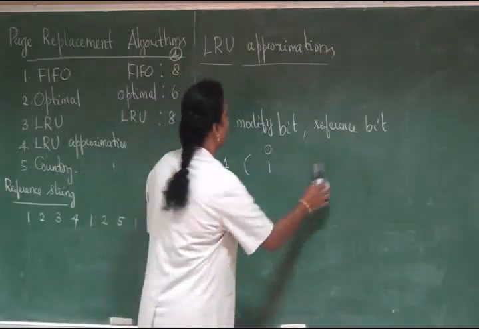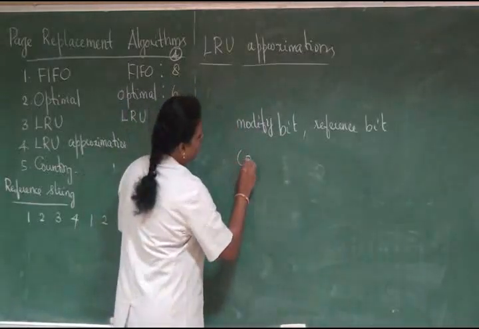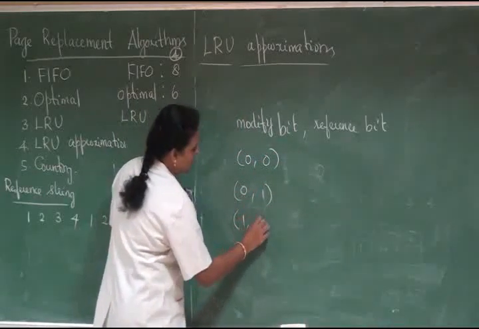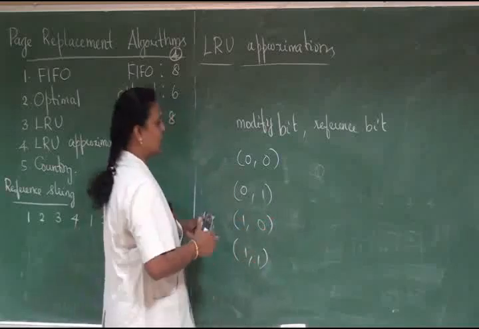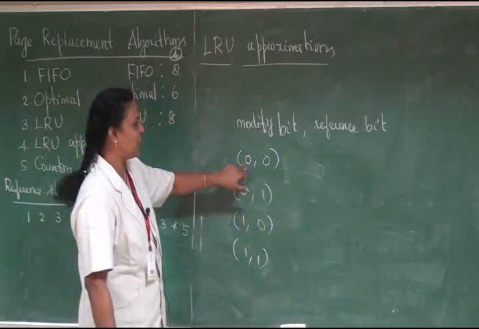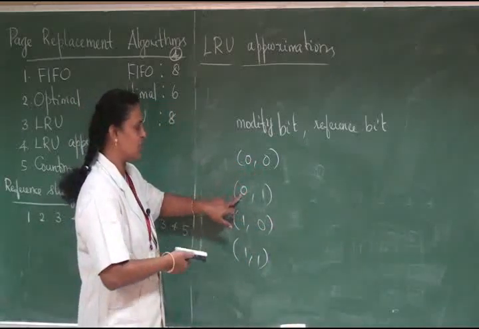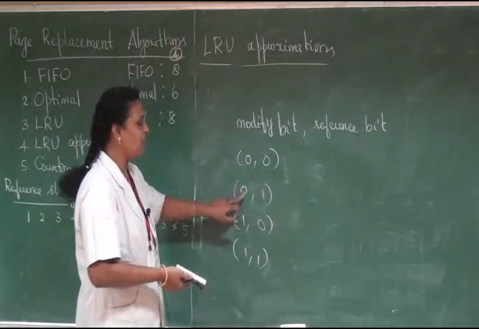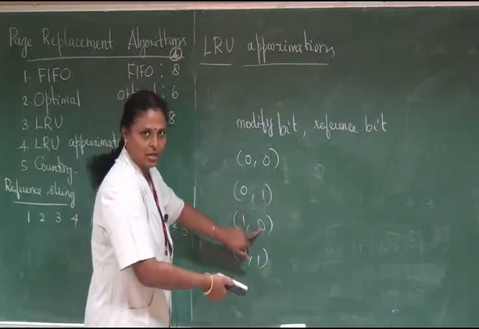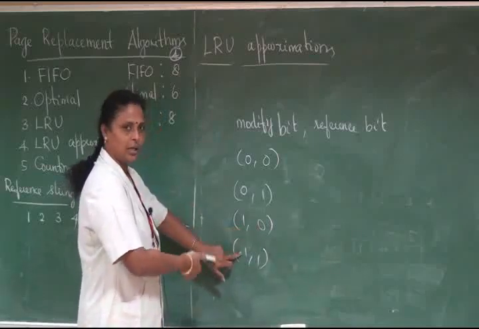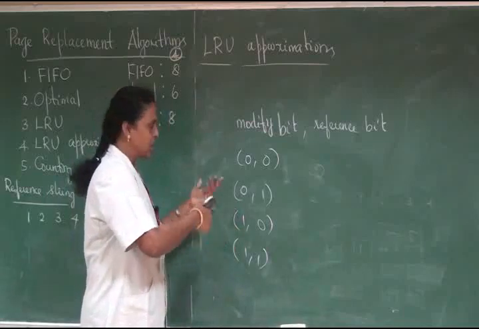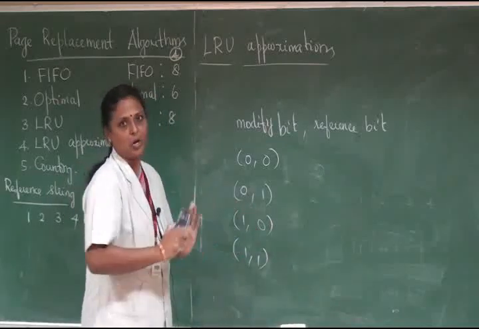So it can generate four combinations: 0,0, then 0,1, then 1,0, then 1,1. That means in the first case, the page is neither modified nor referred. Then, the page is not modified but it is referred recently. Next, the page is modified but it is not referred recently. And then the last one shows that a page is referred as well as modified.